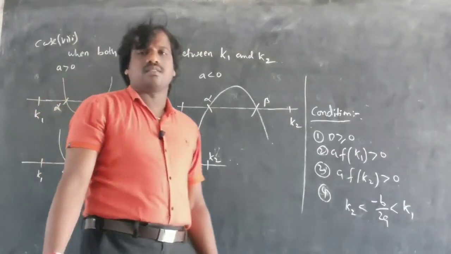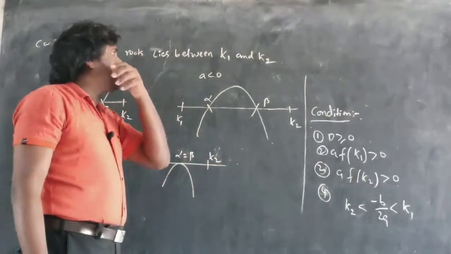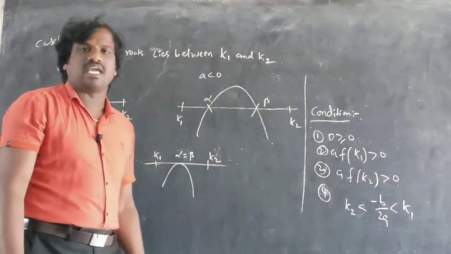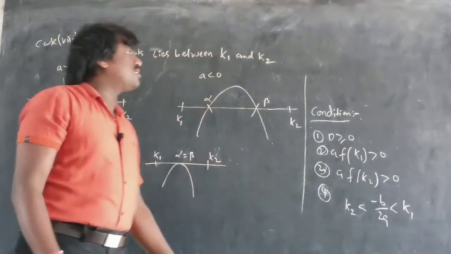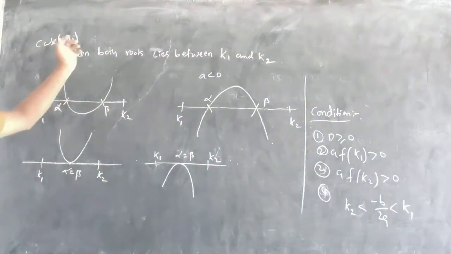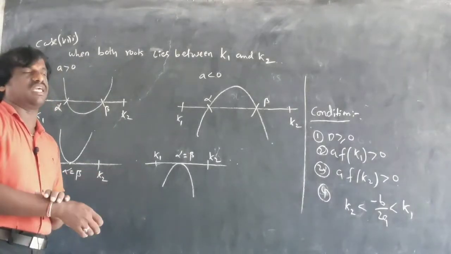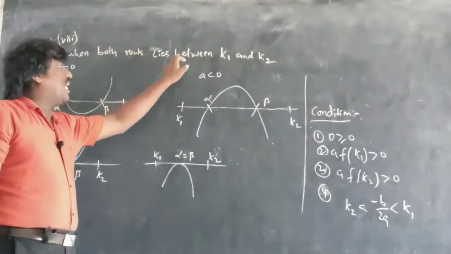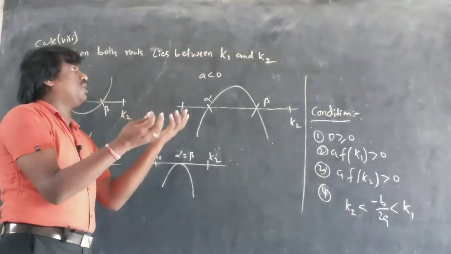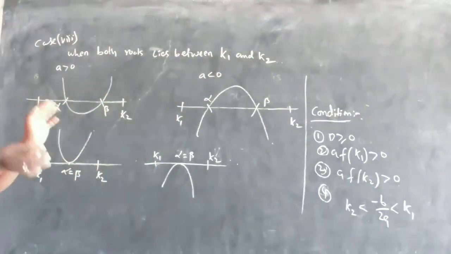So let us see case number 8. This is the most important case, which is asked in JEE Advanced also many times. Let's see here: when both roots lie between two fixed constant numbers, between k1 and k2.